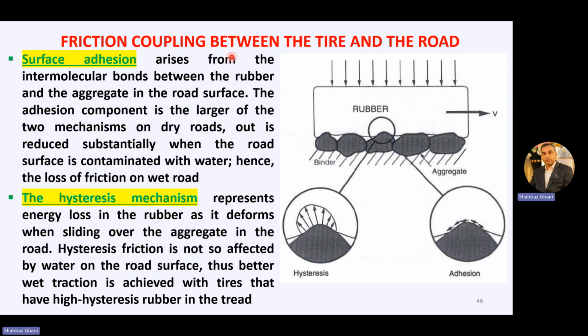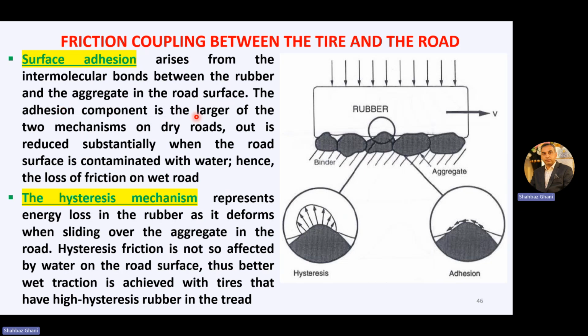Now, friction coupling between the tires and the road. Surface adhesion. Surface adhesion arises from the intermolecular bonds between the rubber and the aggregates on the road surface. So this is your road surface, this is the rubber, so there is a surface adhesion between them.